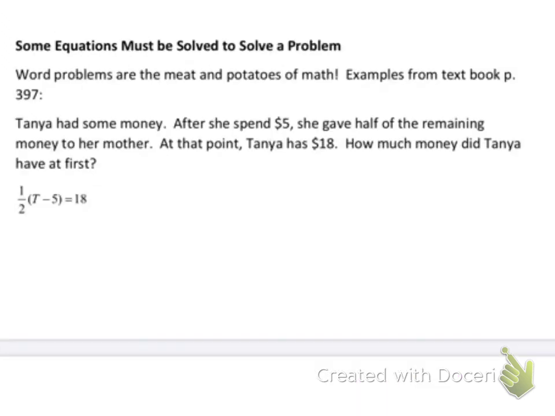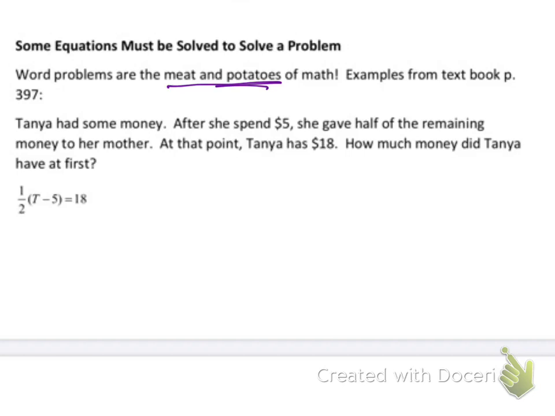Okay, sometimes you have to solve an equation in order to solve a problem. So here's a word problem, and word problems are indeed the meat and potatoes of math. So this is from your textbook. So it says Tanya had some money. After she spent $5, she gave half of the remaining money to her mother. At that point, Tanya had $18. How much money did Tanya have at first?